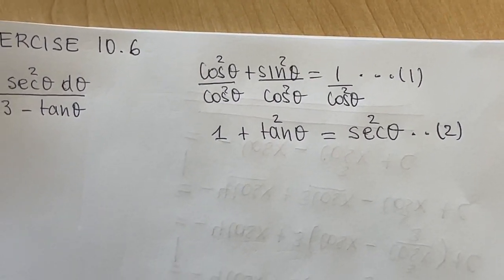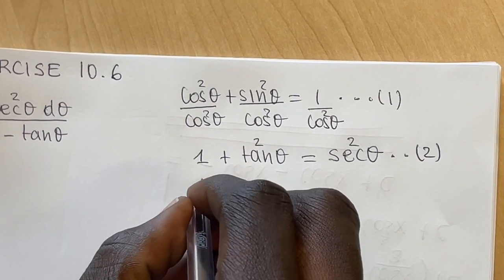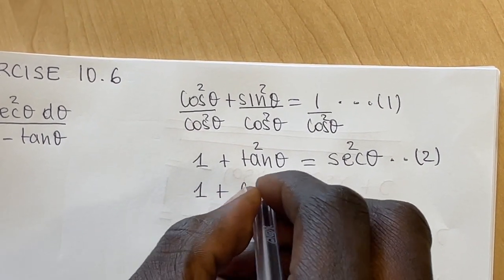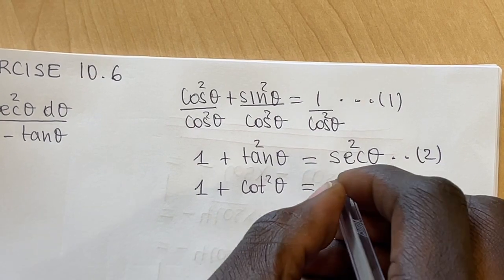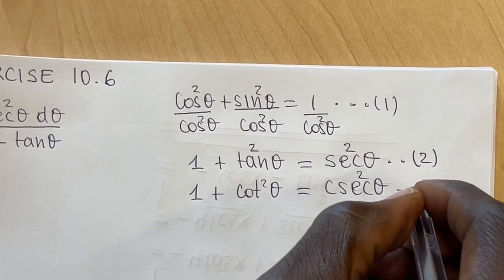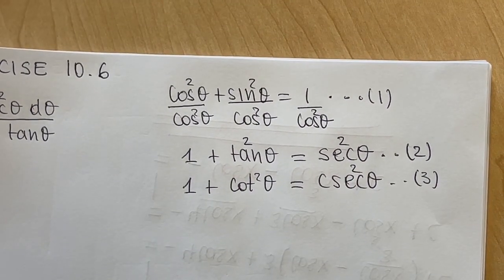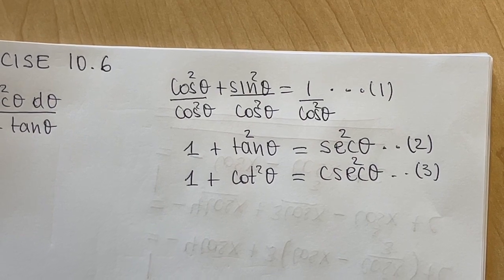But if you want, again, divide this equation by sine squared. If you do that, you might end up with 1 plus cot squared theta equal to cosec squared theta, and this is your third formula.